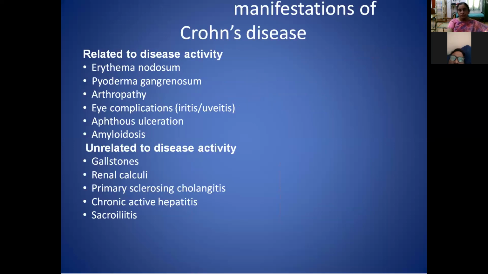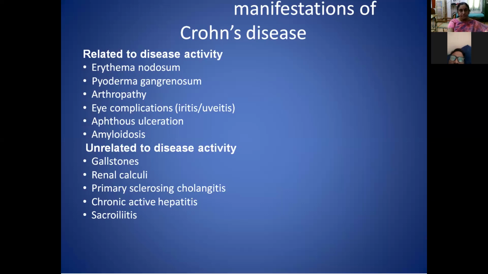So till now we have enumerated all the manifestations and complications of Crohn's disease. Now we'll see what are the complications or manifestations that are related to the disease activity. That means if the disease activity is more, these complications are more, otherwise the reverse. Some manifestations are not related to the disease activity. So I have listed out the two categories here.